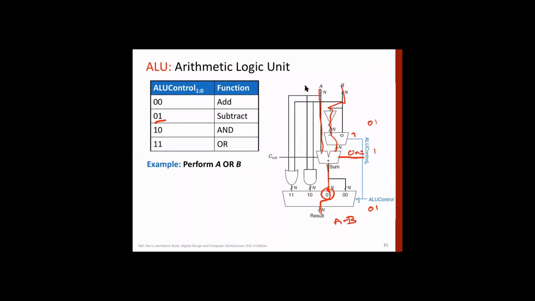Similarly, if next is the AND operation, we take these two values directly. Then this AND operation is performed here, and when the control signal is 1 0, the output will be available here. Any question?